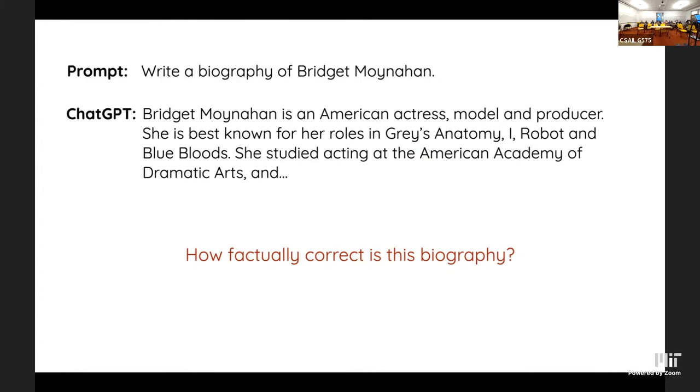So here's another task. Let's move away from long-form question answering and look at biography generation, a simpler task. Here, I say, write a biography of Bridget Moynihan. And ChatGPT follows my instruction and generates this biography. So a question now is, how factually correct is this biography? I'm not going to ask you all, but obviously if you're not a super fan of this actress, you probably are not able to assess the factuality of each claim that is made in this generation. So we develop an approach for assessing the factuality of a long-form biography, which operates in two stages.